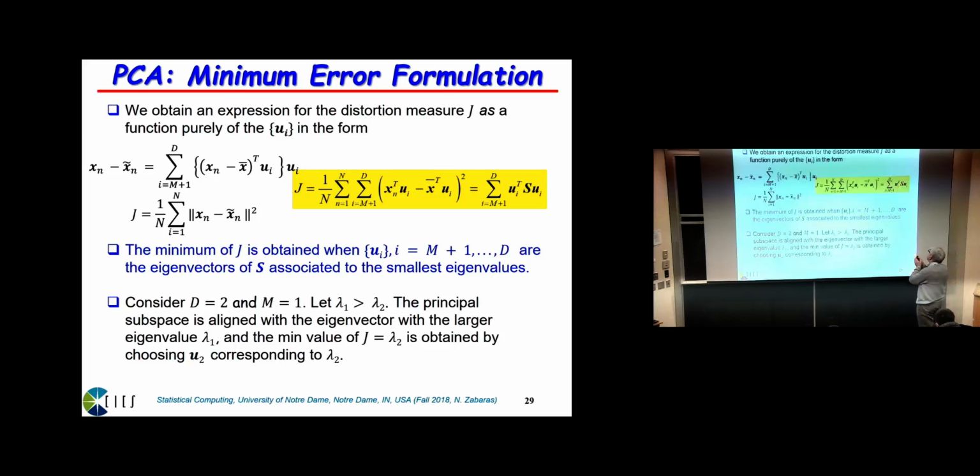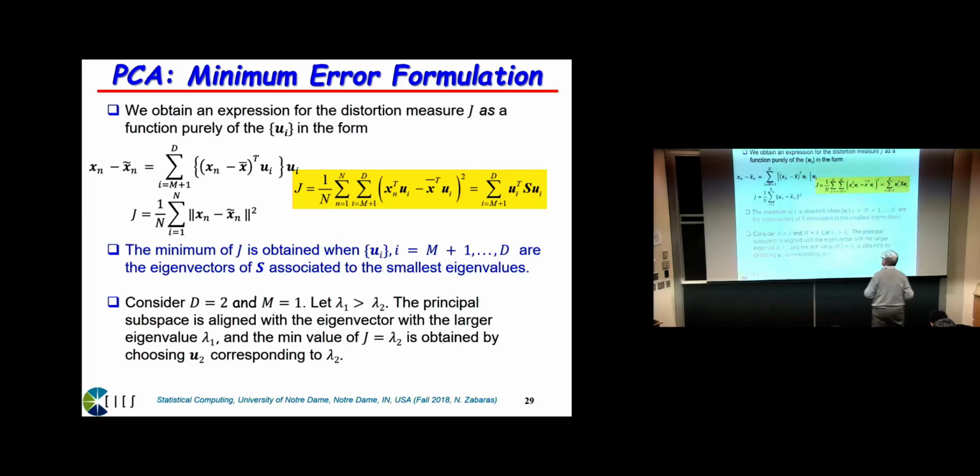So can you tell me, these vectors u_i from M plus 1 to D, are those the eigenvectors corresponding to the largest eigenvalues or to the smallest eigenvalues? Before, remember, we maximized the variance. Now we have to minimize the squared distances from M plus 1 to D. So if we want to minimize this, and you do the minimization problem the same way we did before, what eigenvalues and eigenvectors are you going to get? The smallest ones.